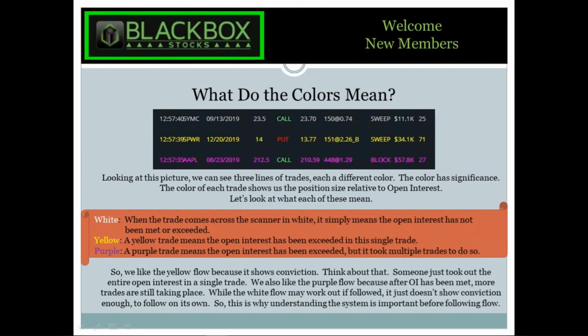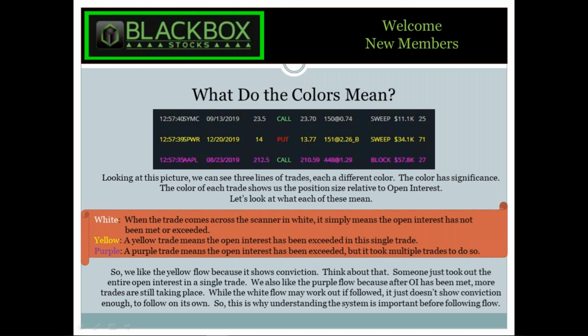So those are the colors, white, yellow, purple, and it means open interest. White is open interest has not been met. Yellow, open interest has been met in a single trade. Purple, open interest has been met, but it took multiple trades to do so. And it's really the first thing that catches our attention. We don't really pay attention to the white flow because it's not super impactful. It's not something jumping out at us saying someone really believes in this trade.